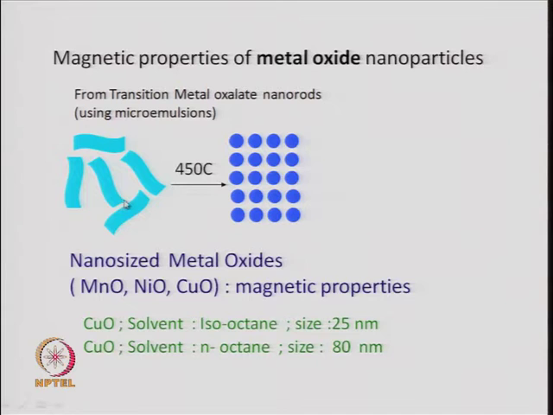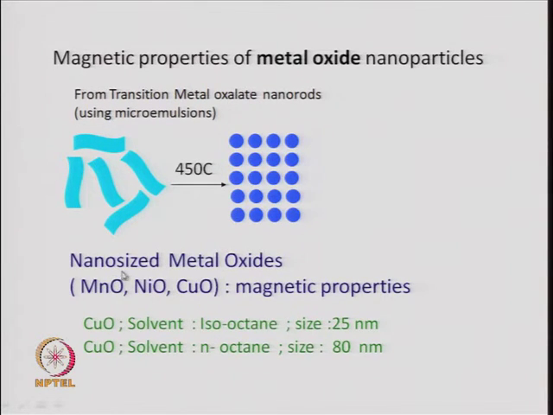So, that controls the shape of the starting metal oxalate, and that when you decompose controls the shape of the final transition metal oxide nanoparticles. So, here you can make MnO. If you start from manganese oxalate, you will get manganese oxide. You can get nickel oxide if you start from nickel oxalate.